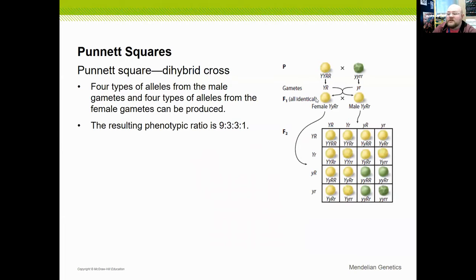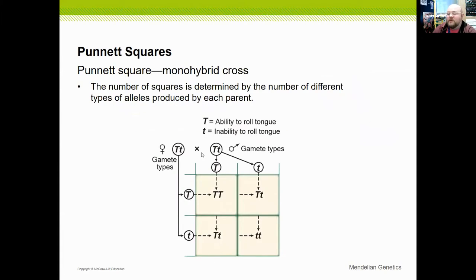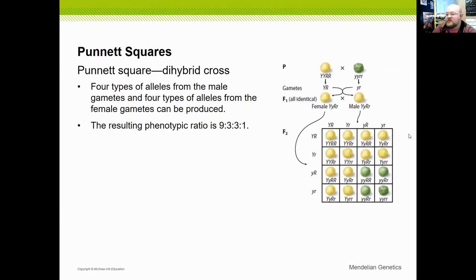Now, in a dihybrid cross, things get a little more complicated. You don't have to worry too much about this. I'm not going to make you do any of these. Next week, you probably will do a regular 4-squared Punnett square. But for now, this dihybrid cross, I'm just going to explain what it is. So we have 4 types of alleles from the male gametes and 4 types of alleles from the female gametes that are produced. And if you look through it, it produces a ratio of 9-3-3-1. So 9 of one kind, 3 of one, 3 of one, and 1.